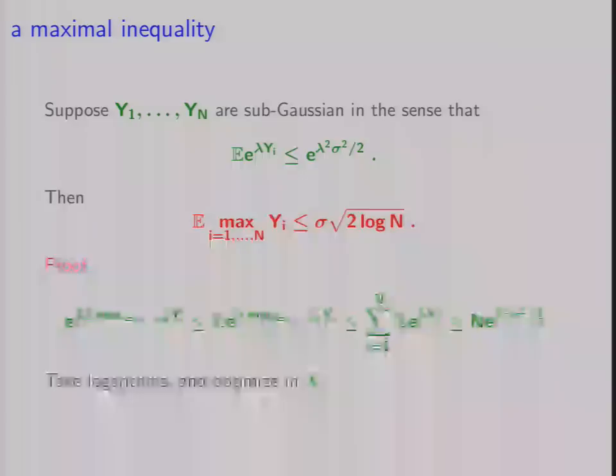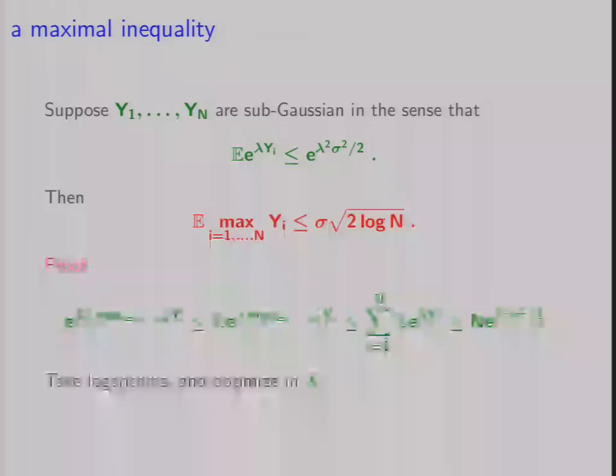Okay. Here we have two terms. One of them increases with lambda, the other decreases with lambda. So you can optimize. We can differentiate with respect to lambda. You choose lambda optimally. This is true for all lambdas, right? So I can choose lambda the way I like. And if you do, then this is what you get.